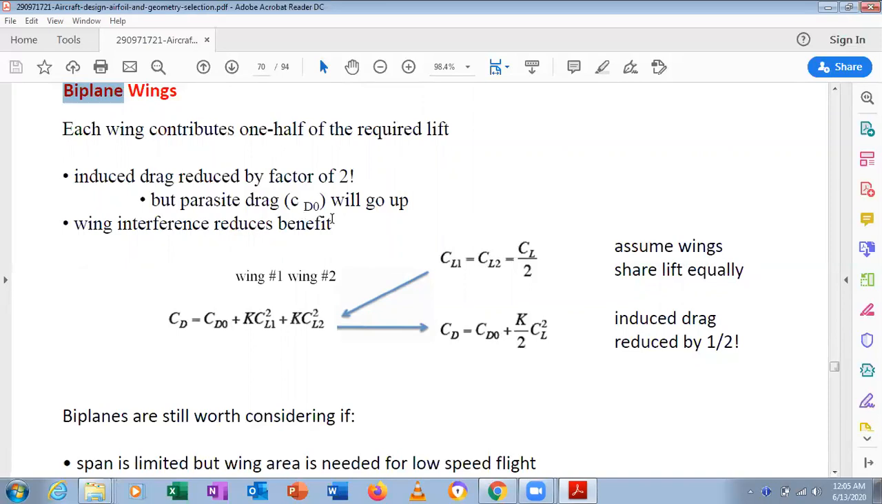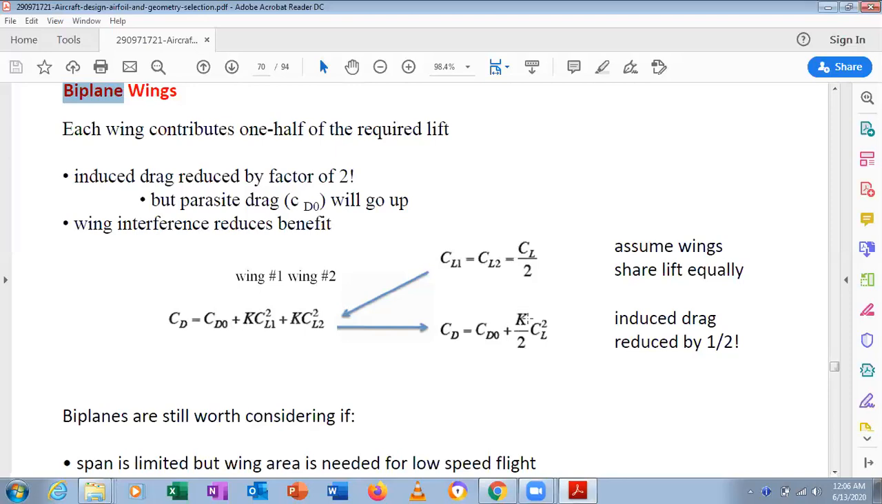Wing interference reduces lift. We can see that we have wing 1 and wing 2, the right hand wing as well as the left hand wing. So for example, the coefficient of lift CL1 is equal to CL2, that gives rise to CL by 2. So CL by 2 plus CL by 2 gives the total lift of both the wings. Therefore the equation is CD equals CD naught plus K CL squared by 2. What is this K? K is 1 by pi E epsilon naught.